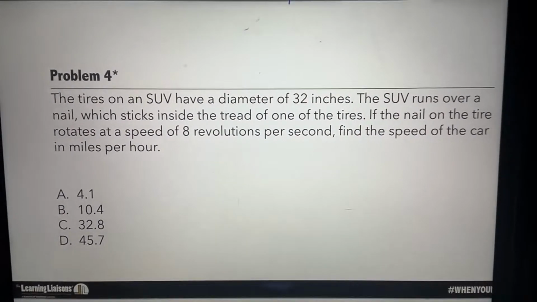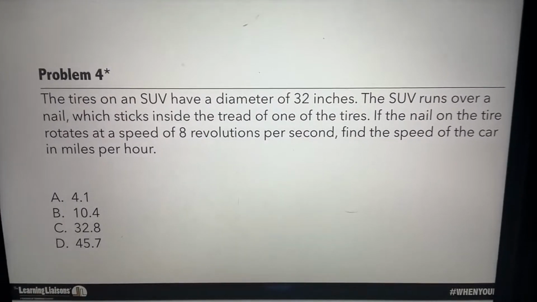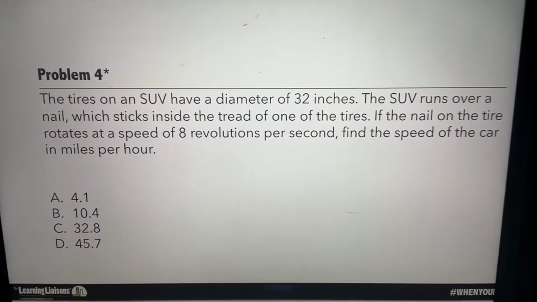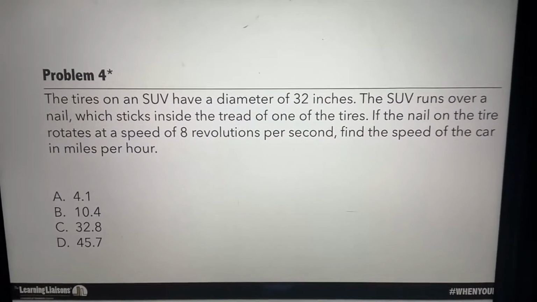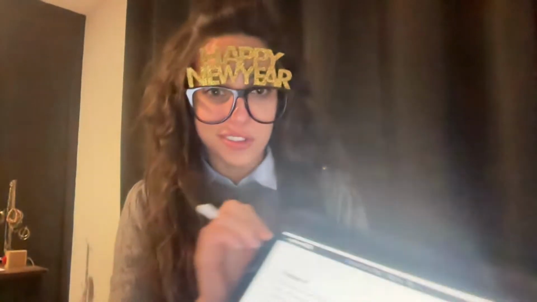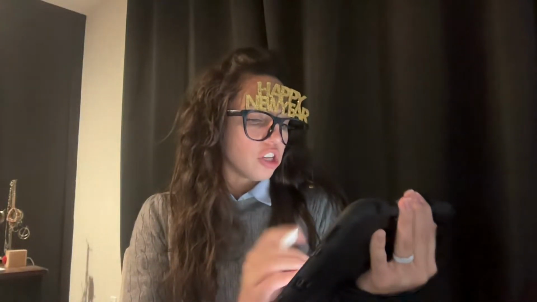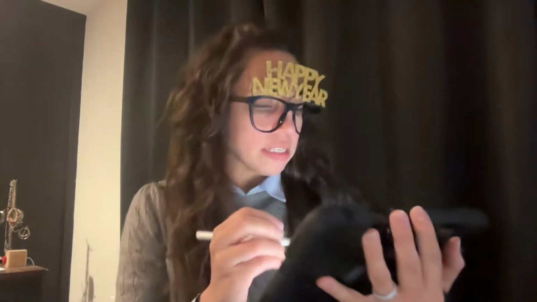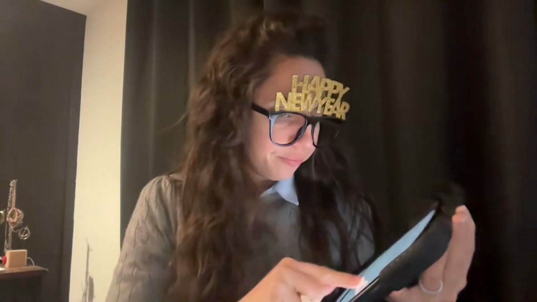All right, so this is a really interesting, fun problem. It has to do with a ton of conversions, and the idea of what a circle is. So I don't even know how I'm going to do this. We're just going to go for it. So the tires on an SUV have a diameter of 32 inches. Here's what I'm going to start with. I'm going to start with a picture because a picture is always the best way to start. So I'm going to draw a tire.